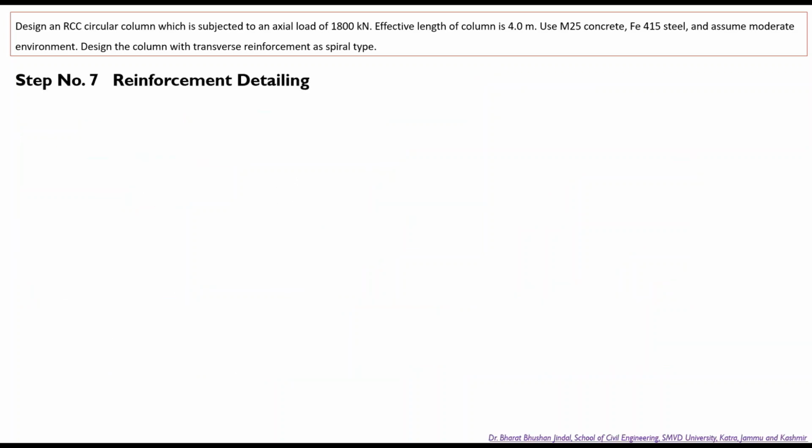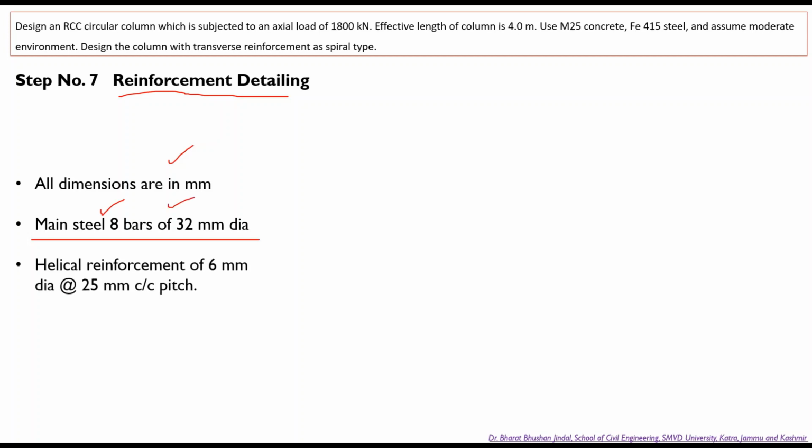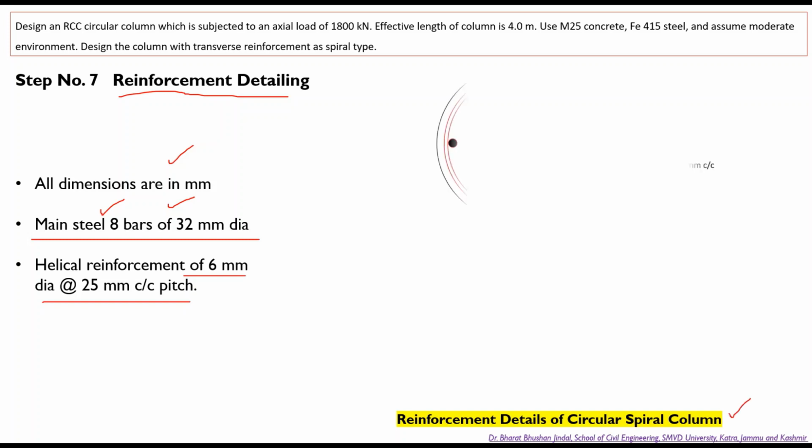Now last but very important step of any design problem is we have to show the reinforcement detail. So first of all, dimensions are in millimeter. The main reinforcement which we are providing is 8 bars of 32 mm dia, and the helical reinforcement which we are providing is 6 mm dia at 25 mm center to center pitch. So this is the reinforcement detail of the circular spiral column.